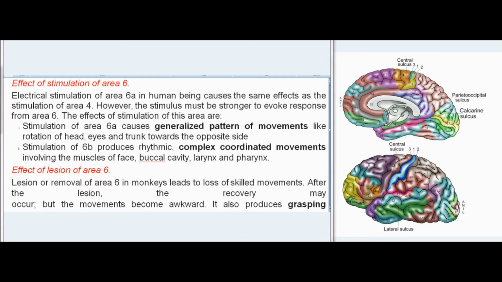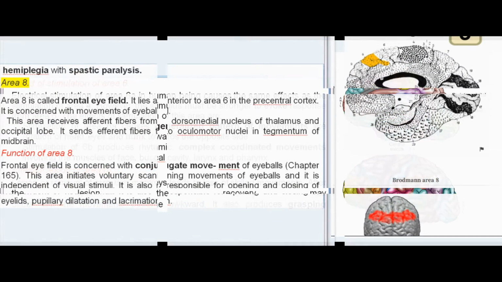Effect of lesion of area 6. Lesion or removal of area 6 in monkeys leads to loss of skilled movements. After the lesion, the recovery may occur, but the movements become awkward. It also produces grasping reflexes. Lesion involving area 6 and area 4 produces severe symptoms of hemiplegia with spastic paralysis.